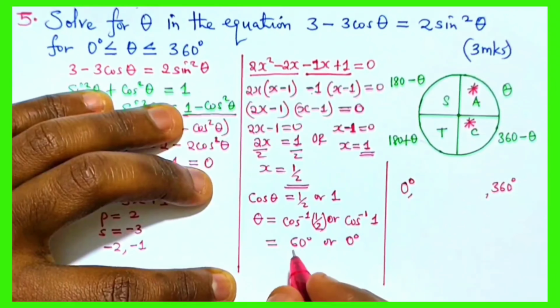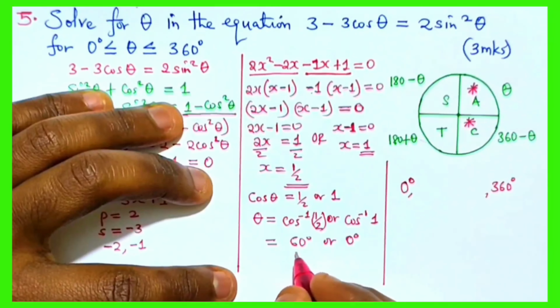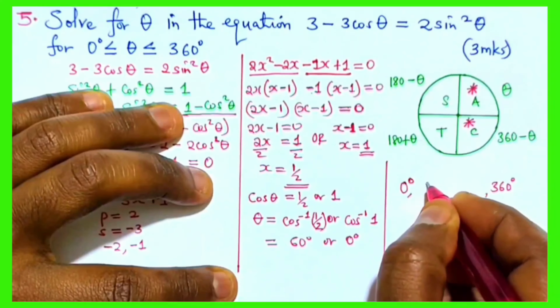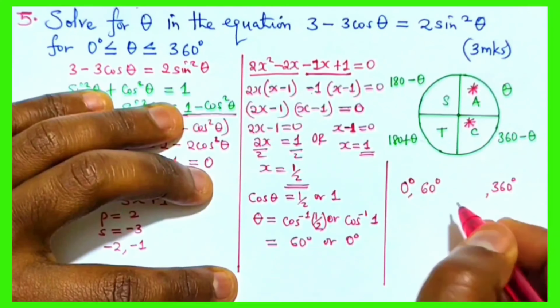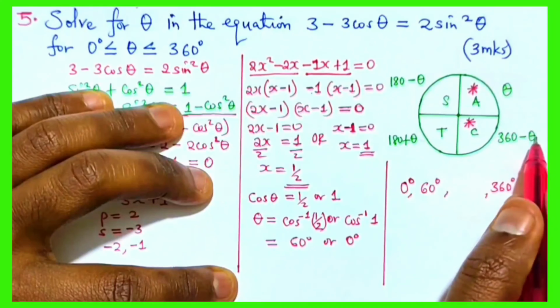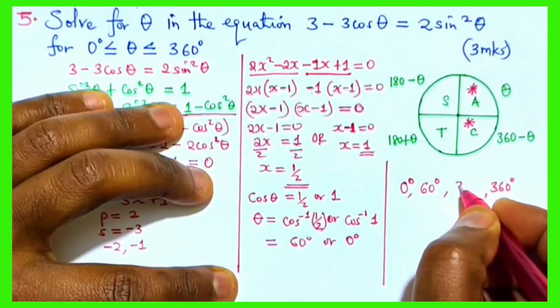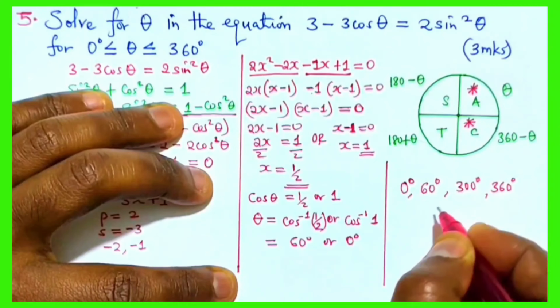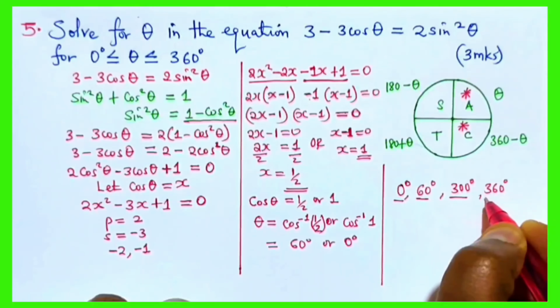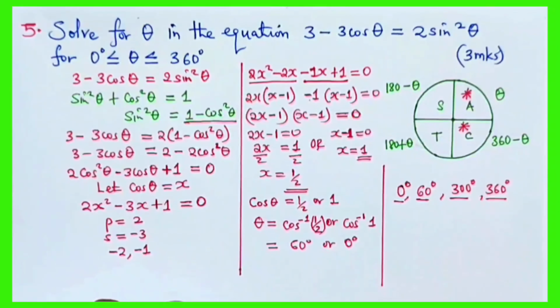And then, as far as theta being 60 degrees is concerned, in the first quadrant we are going to have 60 degrees, and then in the fourth quadrant we are going to have 360 degrees to subtract theta, which will be equal to 300 degrees. And these are the four angles that make theta in that range of 0 degrees to 360 degrees.